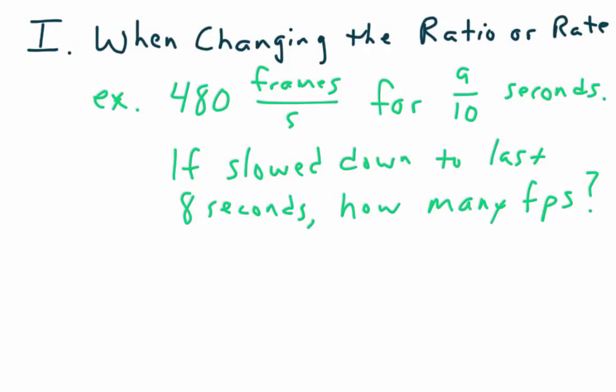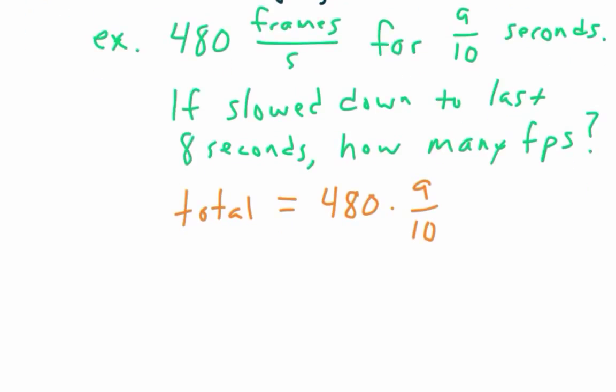So in order to get the total number of frames, the total equals 480 times the time, right? And our time here is going to be 9/10. If I punch that in, we get a total of 432 frames, or 432 individual little pictures of this train crash or this explosion. Good?